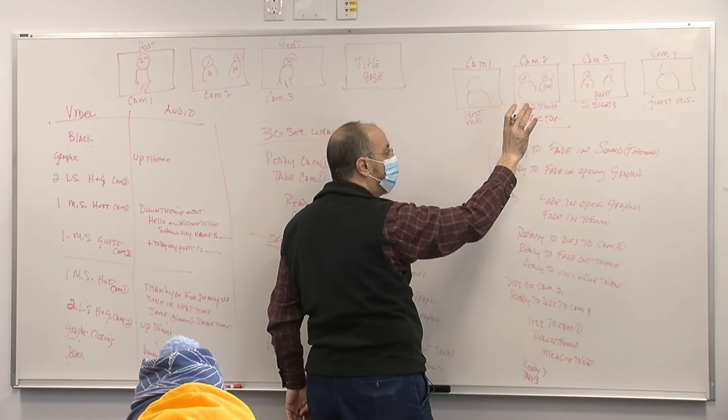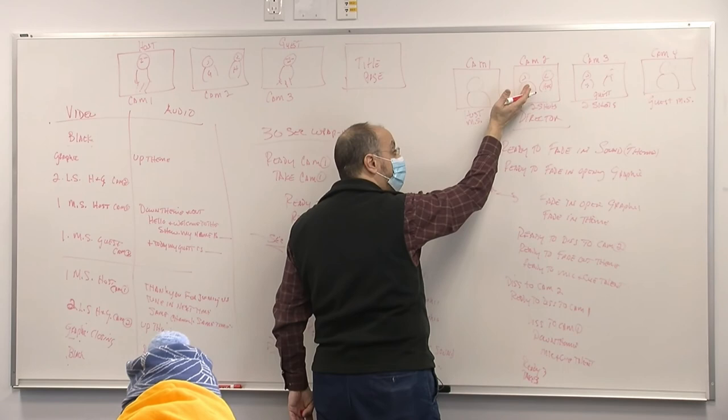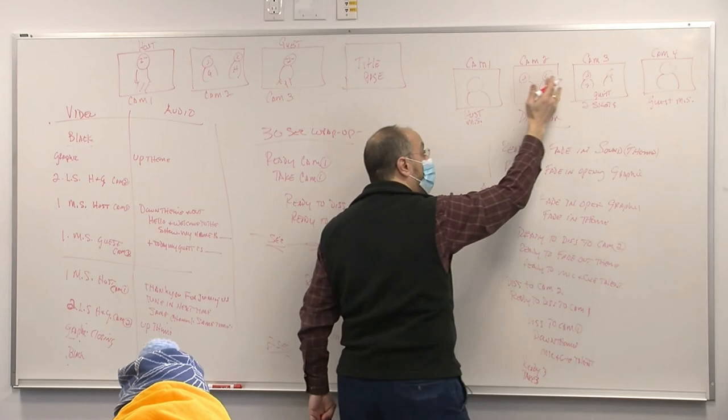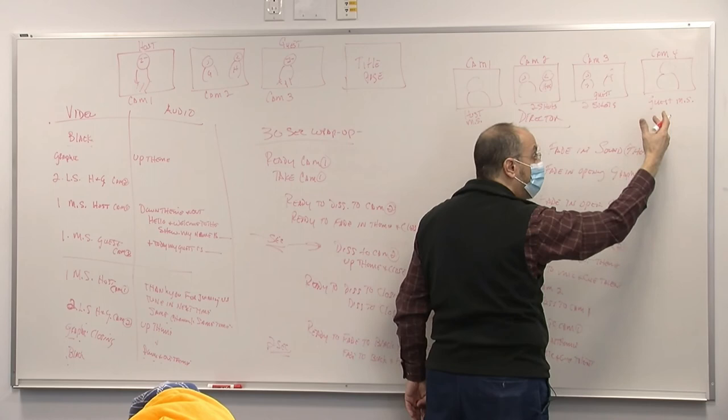But when you want to show the host asking a question and you want the guest's reaction to the question at the same time, you go to camera two. And then when the guest starts to answer, you jump to camera four. Then you come back to camera one for the host's next question. For the guest's answer this time, instead of going to camera four, you could go to camera two. And if the guest continues, then you can go to camera four. So it's like a juggling act.